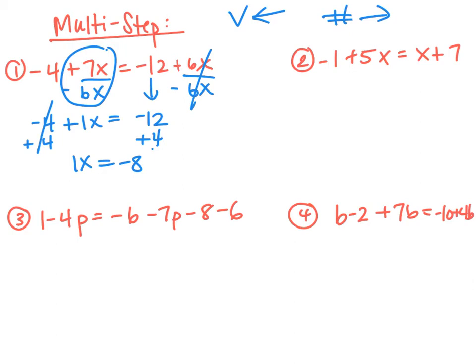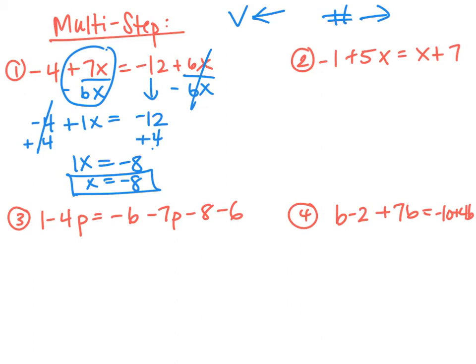Now, if this wasn't a 1, we would need to divide. If it was a negative 1, we would need to divide. But since it's just a positive 1, 1x is just the same as x. And if you divide it by 1, you're still going to get negative 8. Okay? So let's look at the second one.